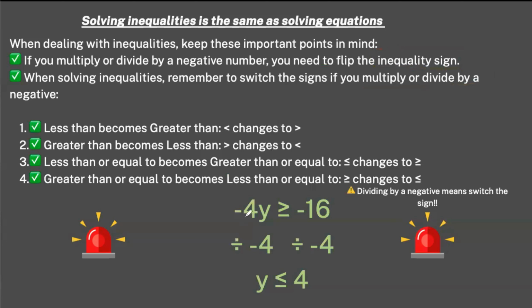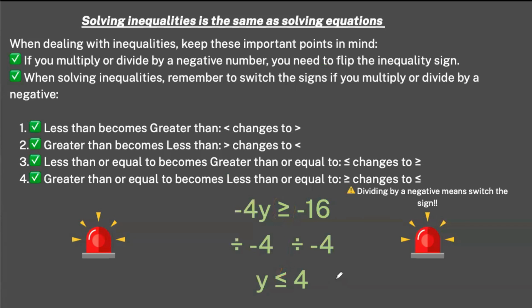So for example, if you have a simple equation like this and you're dividing by -4 on both sides, because it is a negative number and you're multiplying or dividing, in this case we're dividing, we have to flip the sign. So instead of greater than or equal to, it becomes less than or equal to.